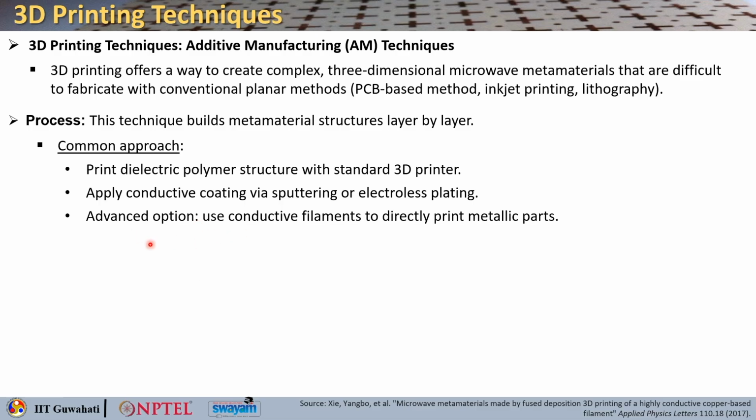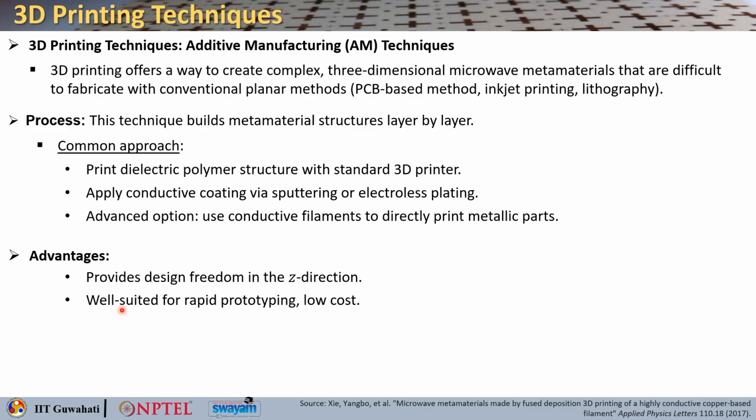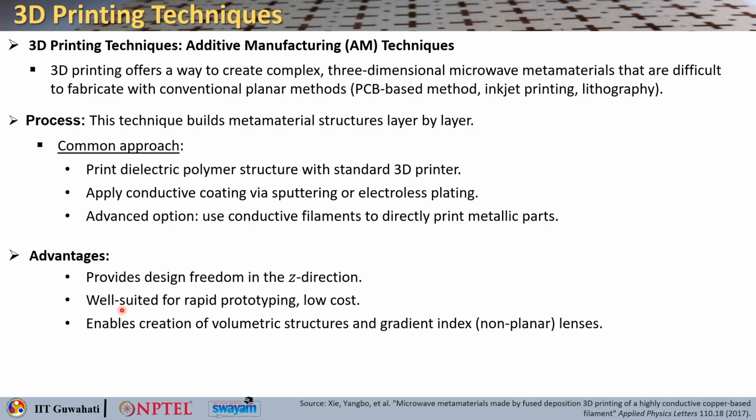You can also use some advanced option where conductive filaments can be used to directly print the metallic parts. Now, what are the advantages? Here you can have some design freedom in the Z direction. So it is well suited for rapid prototyping and low cost, and it enables creation of volumetric structures and gradient index, that is non-planar lenses. So they are also suitable for large structures like microwave antennas and radomes.